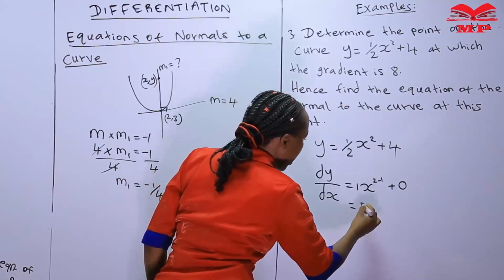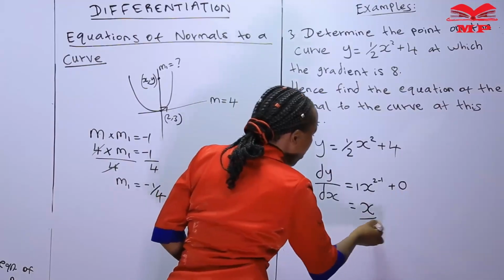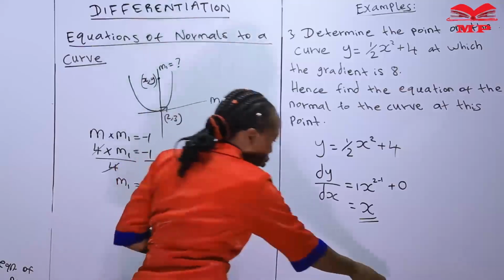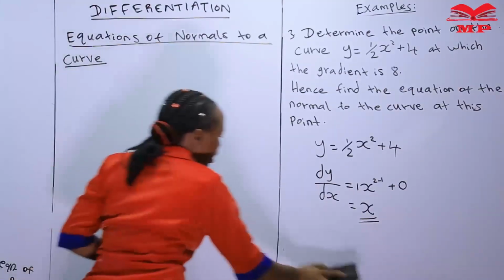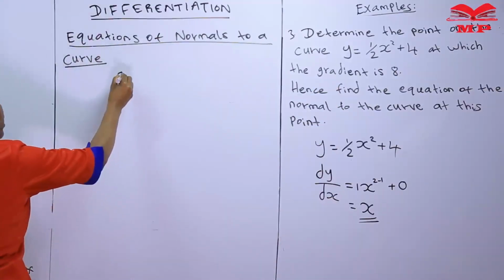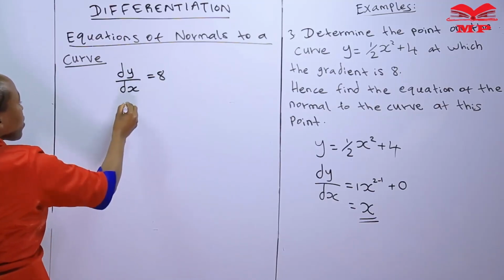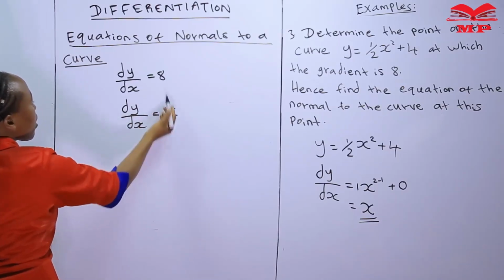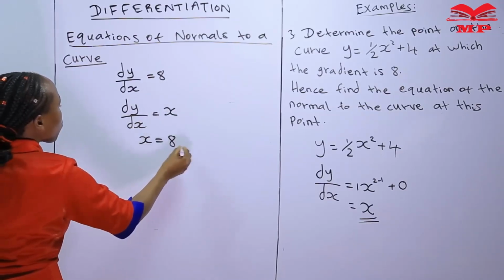So we have this one as 1, that is x raised to power 1. 2 minus 1 is 1. So x is the gradient function. And because we have been given the gradient, it's a very interesting question. We know the gradient, which is dy/dx, is equal to 8. And we have seen the gradient function dy/dx is equal to x. And therefore it means we equate x to 8. And therefore our x is equal to 8.